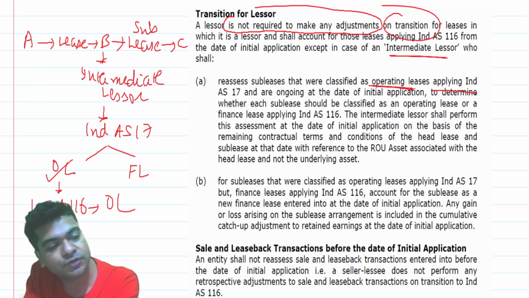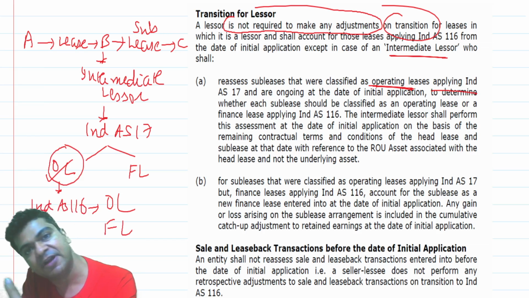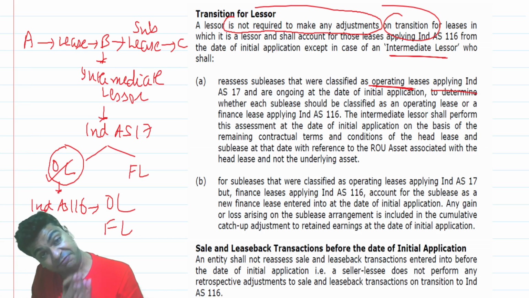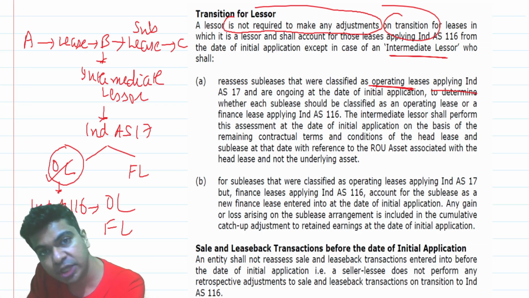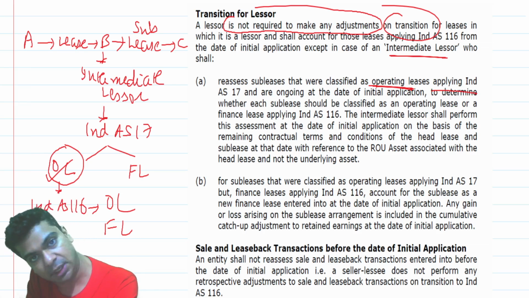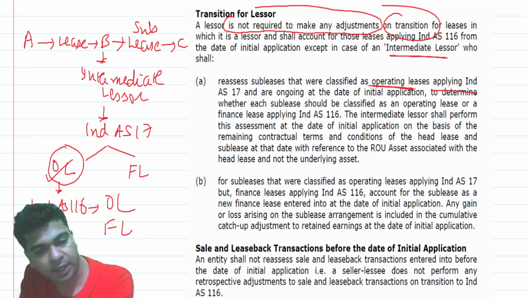But it's quite possible that you had classified as an operating lease, but now it will be classified as a finance lease. If that is so, then the classification is changing. And if the classification is changing, you consider this as a new lease, as a fresh lease. Okay.